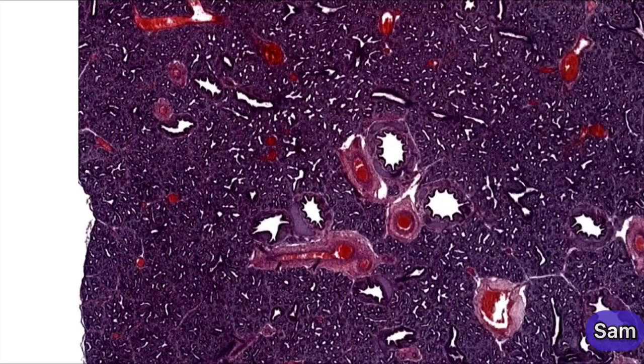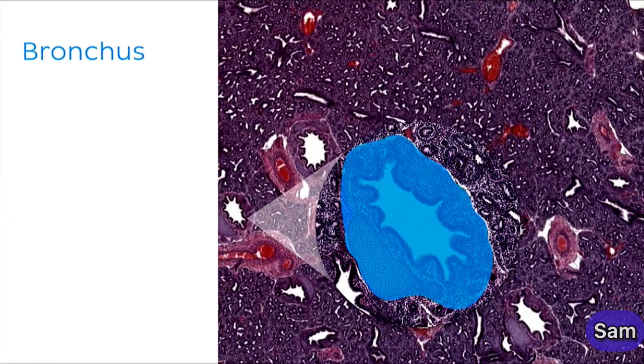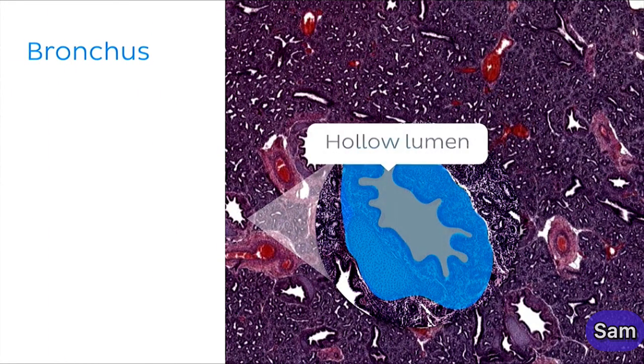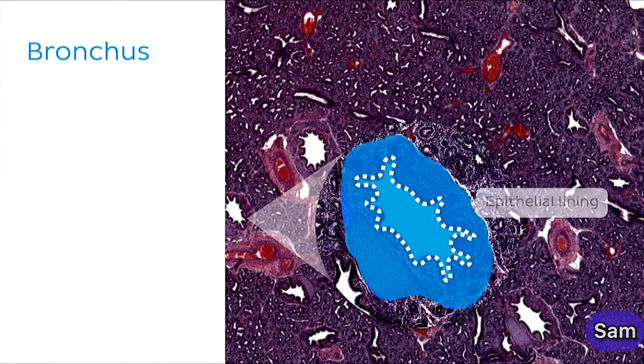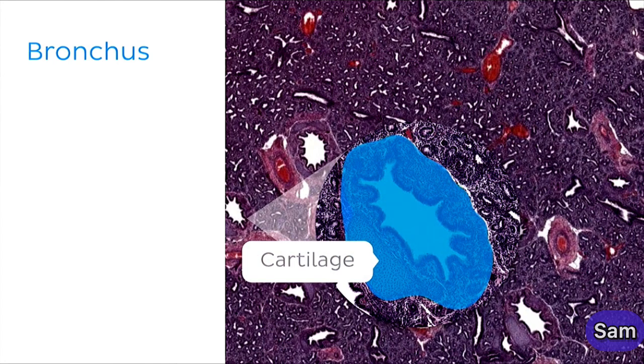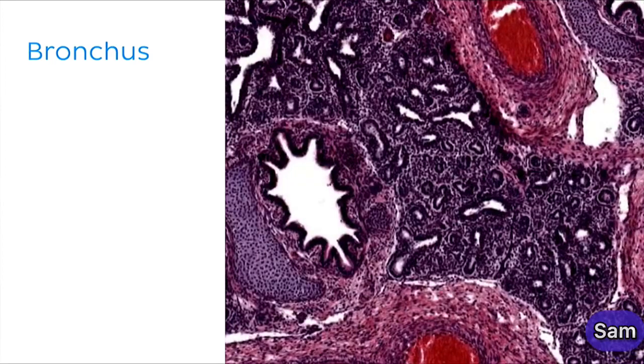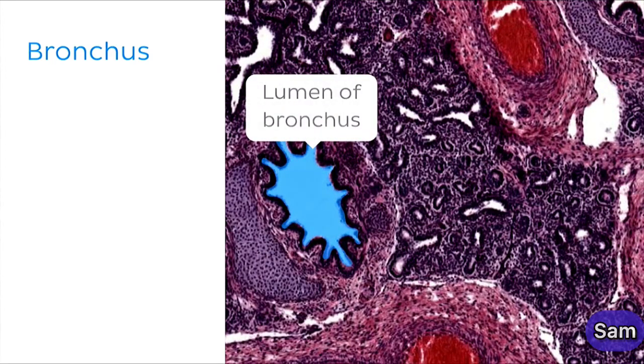In this image, we've highlighted a large bronchus, and we can identify bronchi by their hollow lumen, their epithelial lining, and the presence of cartilage on their walls. Let's firstly look at the lumen of the bronchus. So when we're looking at the cross-section of a bronchus, what we'll see is a lumen in the shape of a circle or an ovoid. And the presence of equally spaced mucosal folds makes the lumen appear like a flower with its petals extending outward. And you can see that in our image.